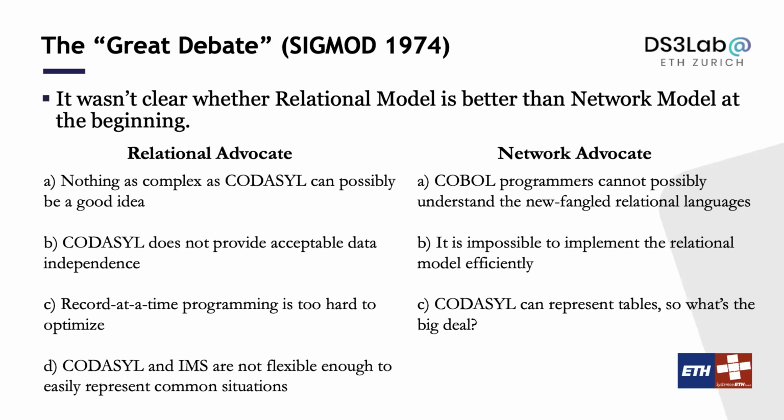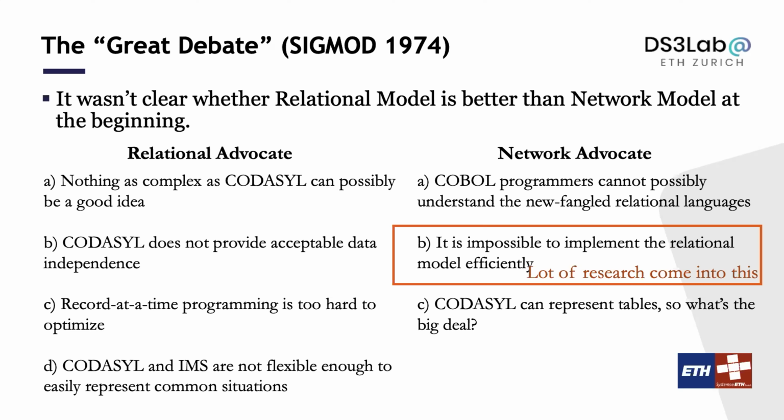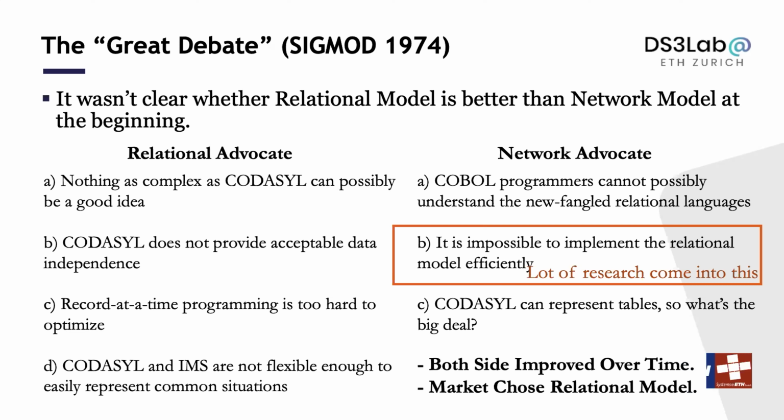At the end of the day, both of the data models improved a lot. The network model integrated a whole bunch of things from the relational model, and the relational model got better at optimizing the implementation for you. Both sides improved a lot over time, and the market, for the applications that we care about, chose the relational model in the end.